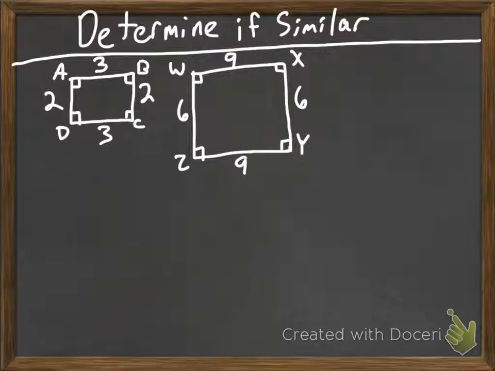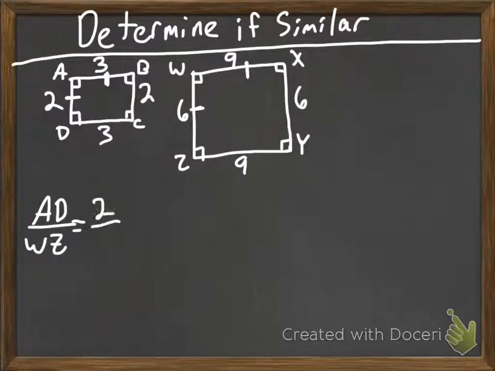Now we look at the sides. We have two rectangles, so you only have to look at two sides that are different. So let's look at AD, AB, WZ, and WX. What you do is you compare them in a ratio, and you simplify the ratio as need be. So if we look at AD over WZ, that's going to be 2 over 6, which simplifies to 1 over 3.